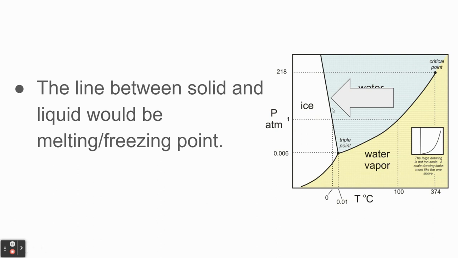So again, this line is where you're freezing and melting. So this is where you would look to find your freezing point. This is water. So at 1 atmosphere of pressure, which is the pressure at sea level, the freezing point of water is 0 degrees Celsius. Now, freezing point and melting point are the same temperature. It just depends on if heat is being added or removed.